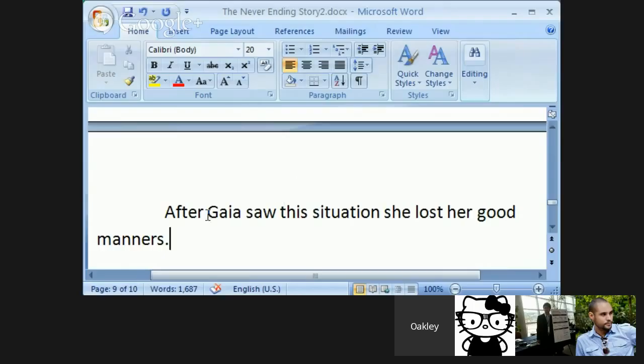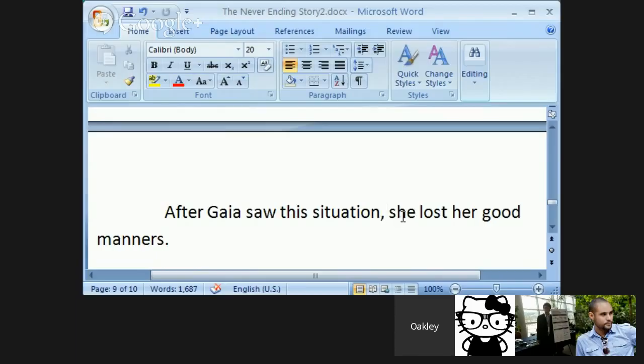Okay. Now, one very small problem with this sentence. You have after here as a subordinator, a subordinating conjunction to start a sentence. So you're creating a dependent clause, and then you're introducing another subject and verb. So when we have she lost her good manners, that is a complete idea. It's an independent clause. It's a simple sentence, however you want to look at it. So when we have a dependent clause first and an independent clause second, we need to separate them with a comma. But other than that, perfectly acceptable sentence.